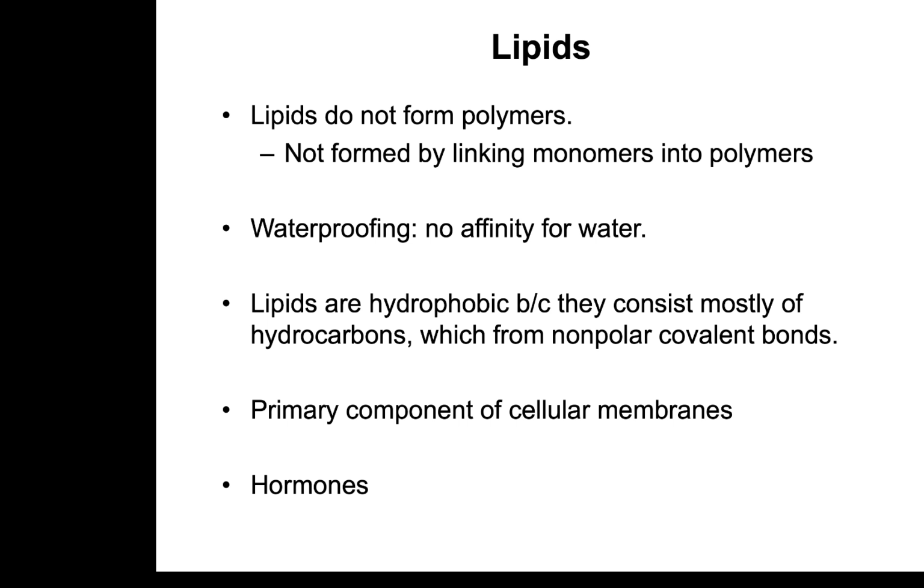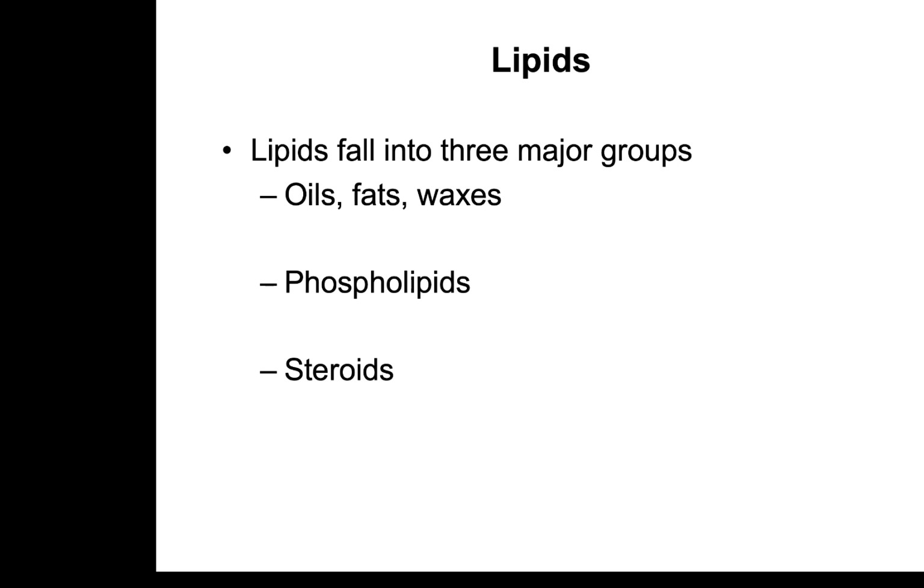Lipids are waterproofing, in other words, they have no affinity for water, so they are hydrophobic. Lipids are hydrophobic because they consist mostly of hydrocarbon, which forms non-polar covalent bonds. You will see the structure of hydrocarbon in the next slide. The primary component of a cellular membrane is lipid. And also, lipid forms hormone. Lipids fall into three major groups. One is fat. Second, phospholipid. Third, steroid. We will study each group in detail.